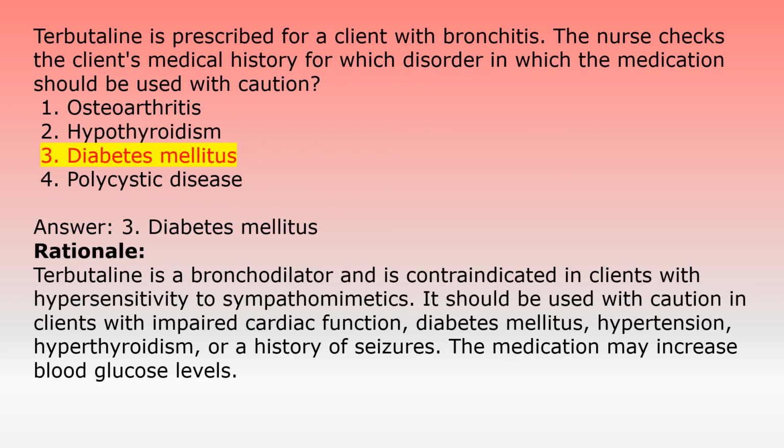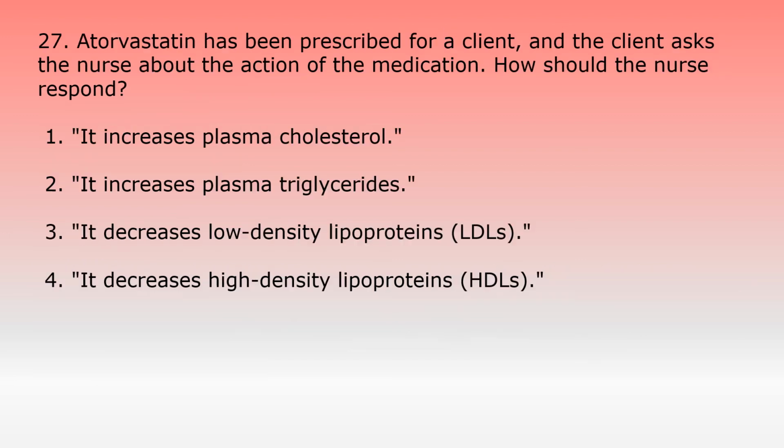Answer. 3. Diabetes mellitus. Rationale. Terbutaline is a bronchodilator and is contraindicated in clients with hypersensitivity to sympathomimetics. It should be used with caution in clients with impaired cardiac function, diabetes mellitus, hypertension, hyperthyroidism, or a history of seizures. The medication may increase blood glucose levels.